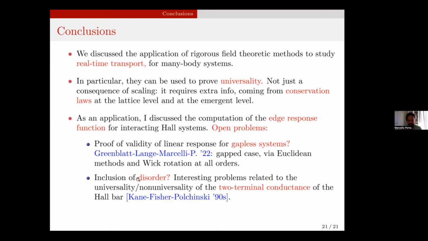Another interesting question is to include disorder. In all the story I told you, it was very important to have translation invariance in the direction of the edge, because the renormalization group analysis works if you have this translation invariance. But it would be very interesting to break this translation invariance with disorder, not just to create an extra technical problem, but because there are interesting questions about universality or non-universality of suitable transport coefficients for quantum Hall systems, which depend or not on the presence of disorder.